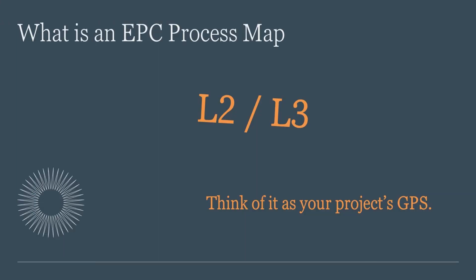So let us understand what is an EPC process map. A simple definition is, think of it as your project's GPS. It tells you where the process starts, who owns each step, what moves between departments, what inputs and outputs are generated, where approvals and handovers happen. An L2 map is process level, which is high level steps end to end, whereas an L3 map is at activity level, that is detailed activities within each L2 step.